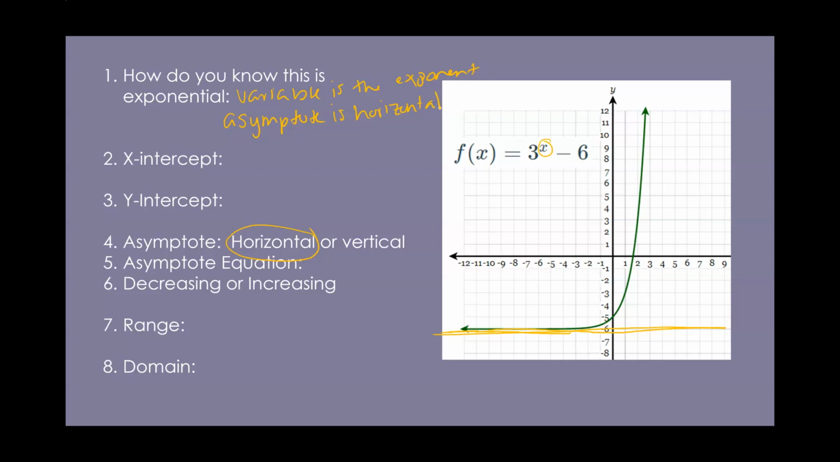Okay? All right. Now, my asymptote is horizontal, which is a y equals, so it's y equals -6. Now, not all asymptotes are -6. It just happens that these two were -6. Okay? All right, so next, x-intercept.